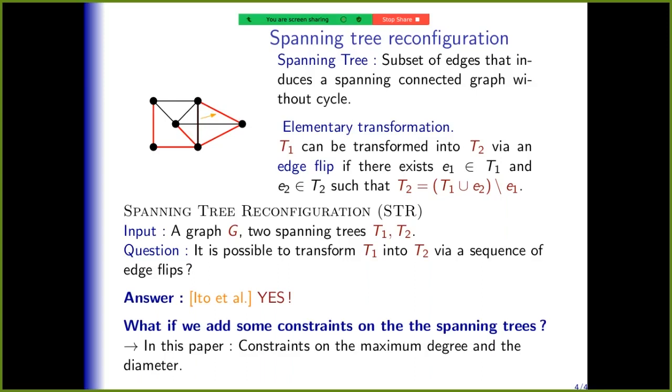And so in this paper, we are looking at the following problem where we are looking at spanning trees, but we add some additional constraints on the spanning trees of the intermediate transformation, like constraints on the maximum degree of the intermediate spanning trees or the diameter. So if you want to know more, please come to my presentation.